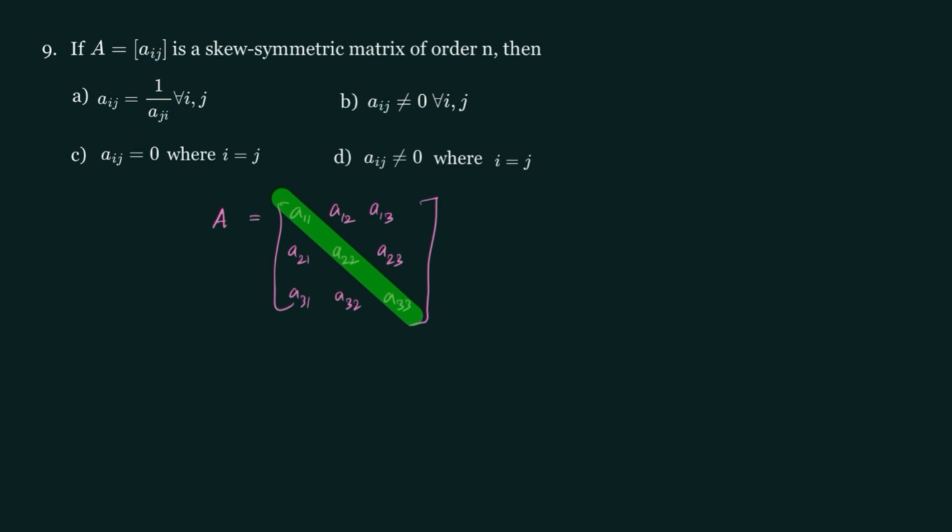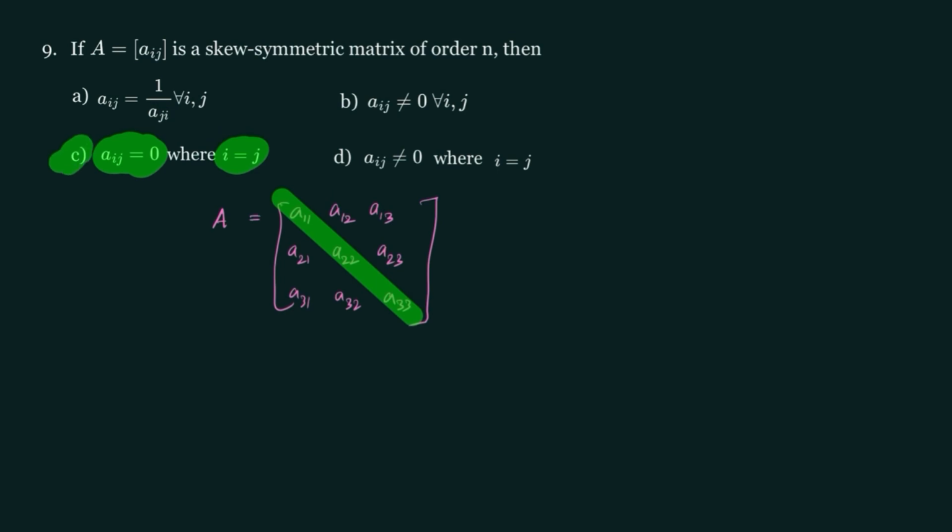So here, if you notice, for the diagonal elements, i and j are equal. That means they are a11, a22, a33. So here option C is the correct answer, because if A is a skew symmetric matrix, then all aij are 0 when i equals j. So hence option C is the correct answer for this question.